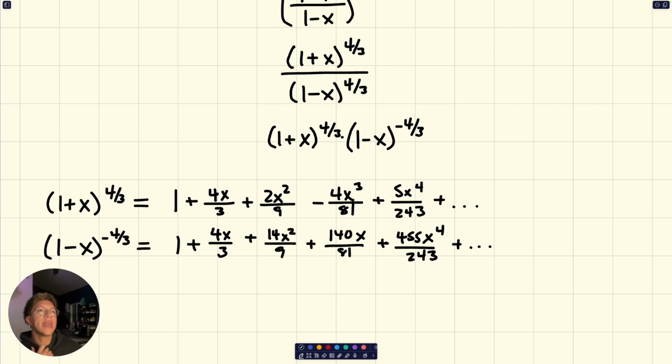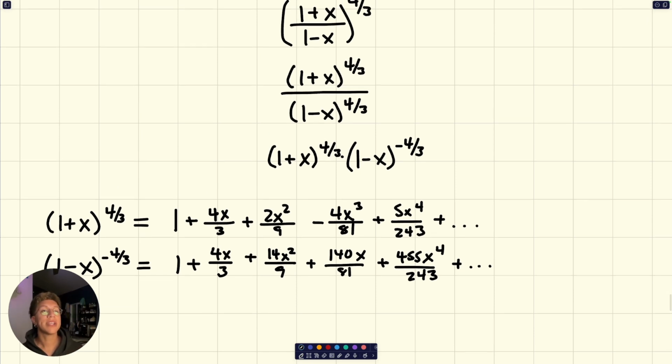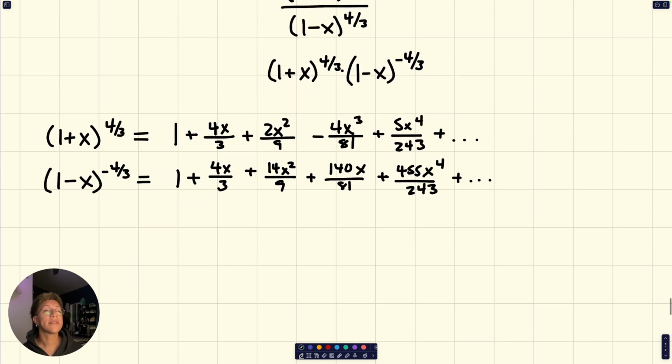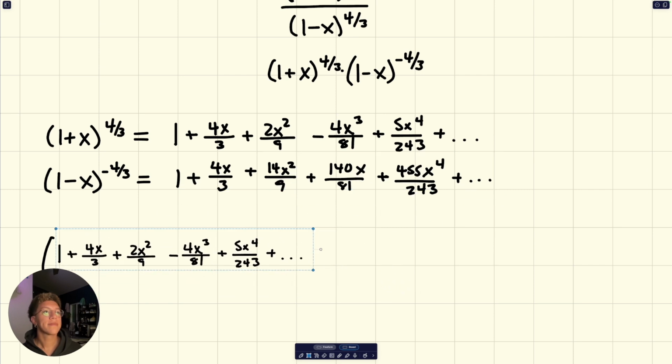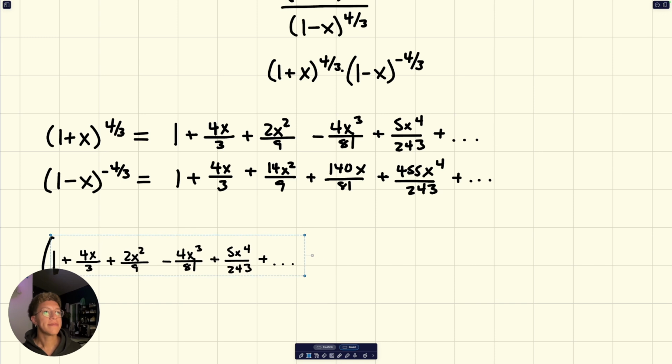And so like we were saying, we need to take both of those expansions and multiply them by each other to get our final result. So we'll start over here on the left-hand side, and let's grab that first expansion. And on our right-hand side, we'll grab our second expansion.